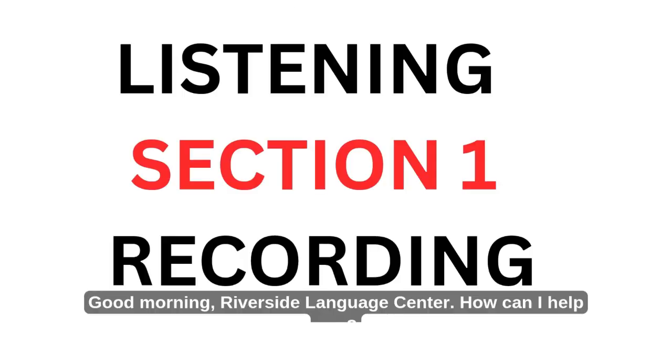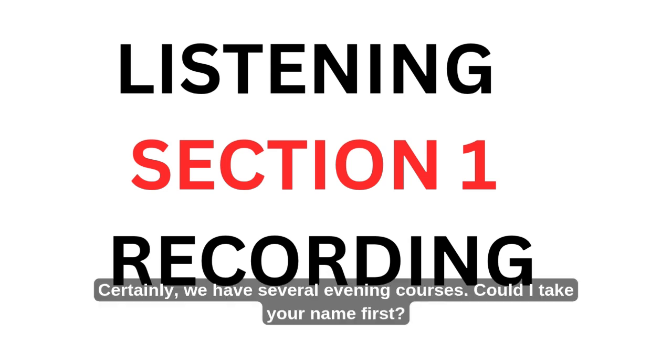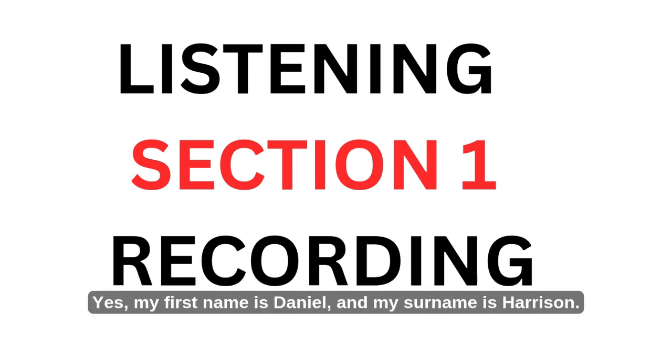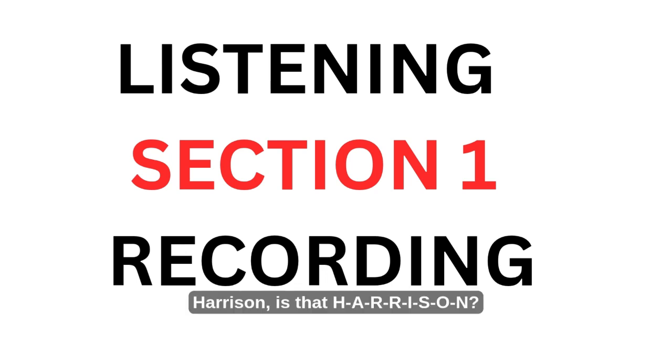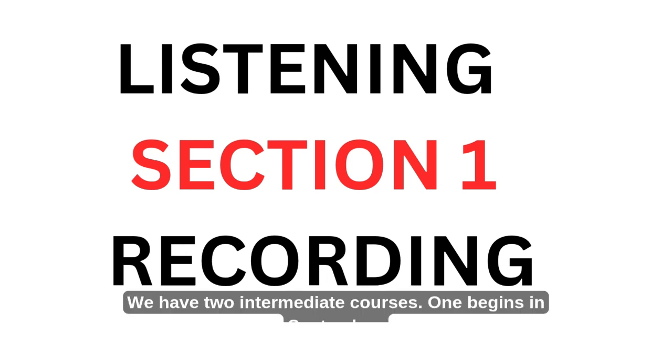Good morning, Riverside Language Center. How can I help you? Good morning. I'd like to register for an evening English course. Certainly, we have several evening courses. Could I take your name first? Yes, my first name is Daniel, and my surname is Harrison. Harrison, is that Harrison? Yes, that's correct. Great. Now, which course are you interested in? The intermediate English course.